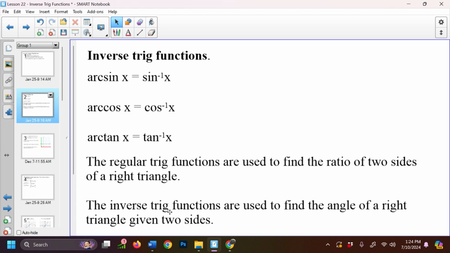The inverse trig functions are used to find the angle of a right triangle given the ratio of two sides. If you take the inverse sine of any ratio, it will give you the angle measure of the ratio, with the numerator being the opposite side and the denominator being the hypotenuse.